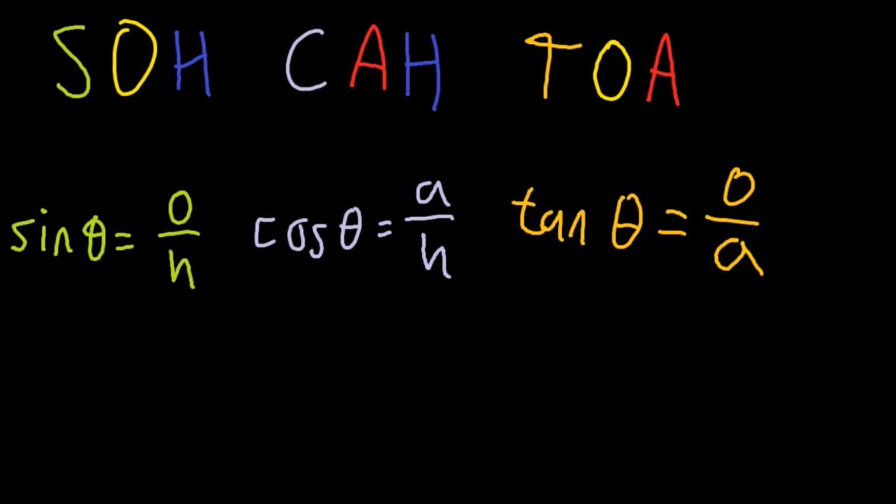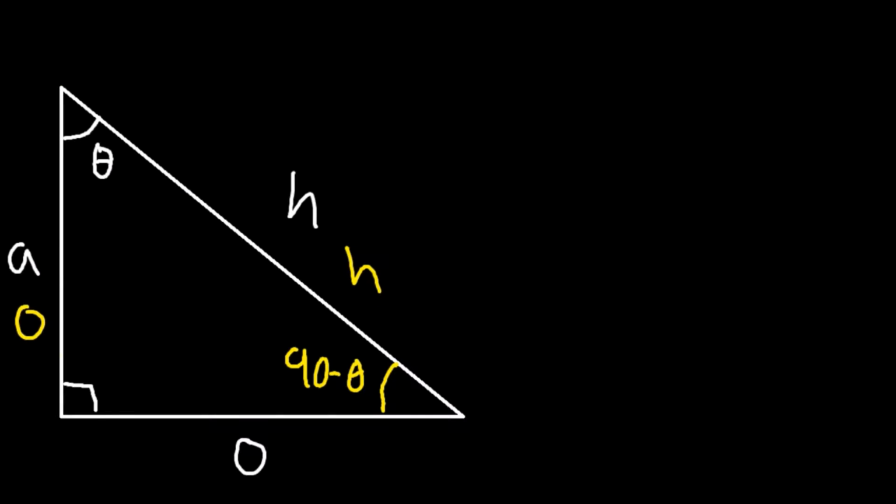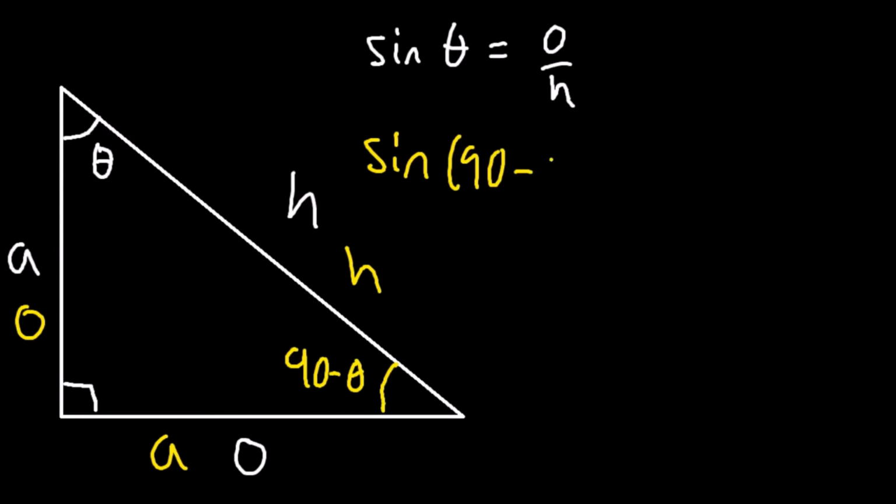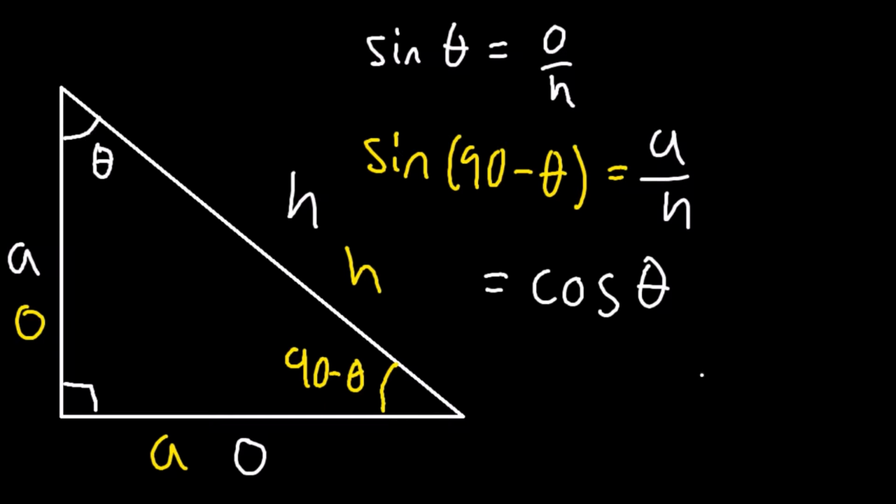With this right-angled triangle, we also see that 90 minus the angle flips sine with cosine, because that flips which angle we are dealing with, changing the opposite and the adjacent sides with each other.